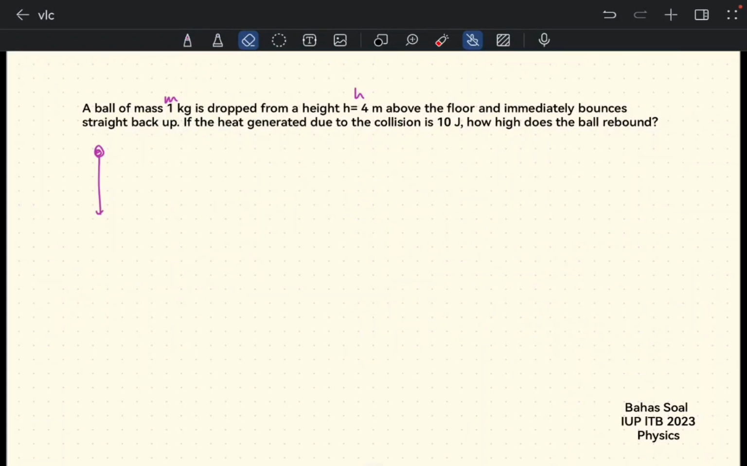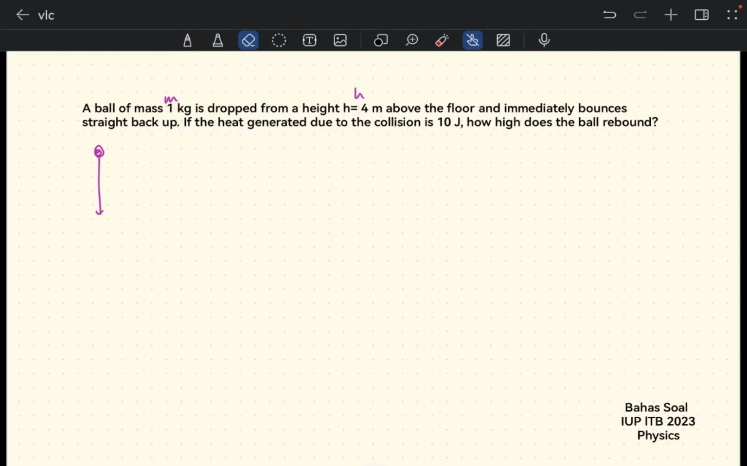A ball of mass 1 kilogram is dropped from a height h equals 4 meters above the floor and immediately bounces straight back up. If the heat generated due to the collision is 10 joules, how high does the ball rebound?